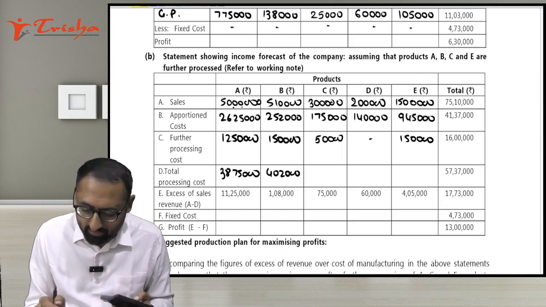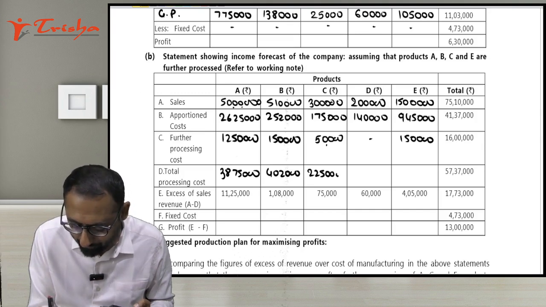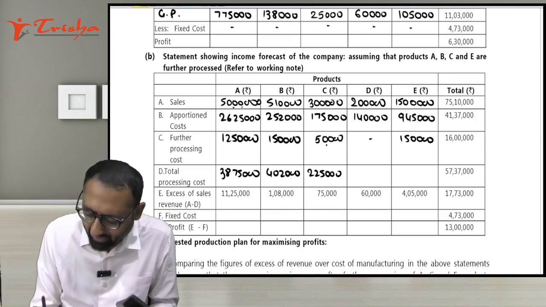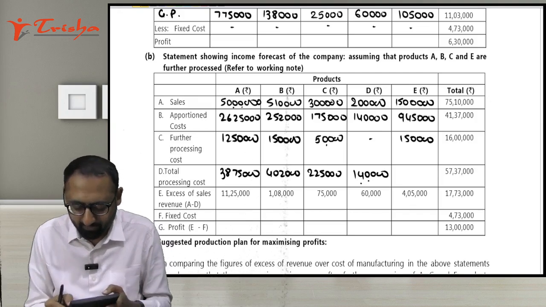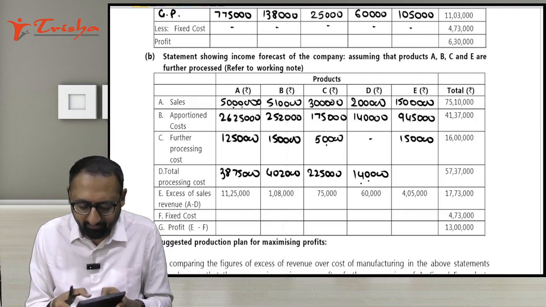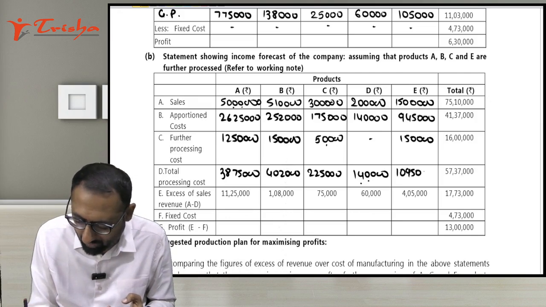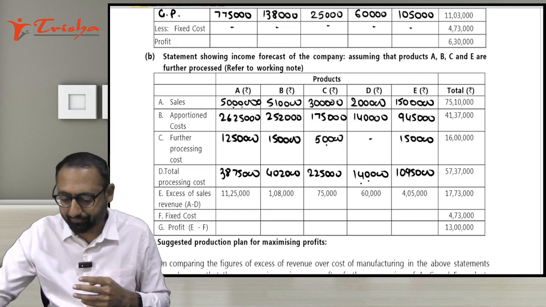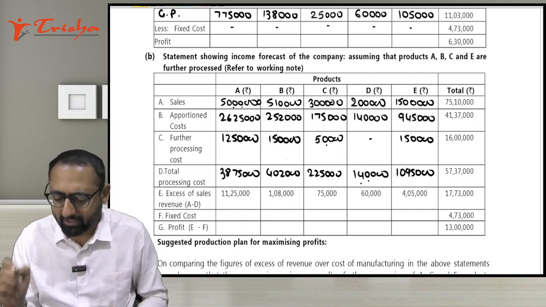Then 75,000, 2,25,000, I think so. And 3 lakh minus 2,25,000, 75,000 will be your profit. Then, guys, 1,40,000 only, 60,000 will be the profit. 9,45,000 plus 1,50,000, Prabhu, your answer comes to 10,95,000, and 15 lakh if I deduct 4,05,000. And fixed cost will be deducted from the total. Total will be 13 lakhs.